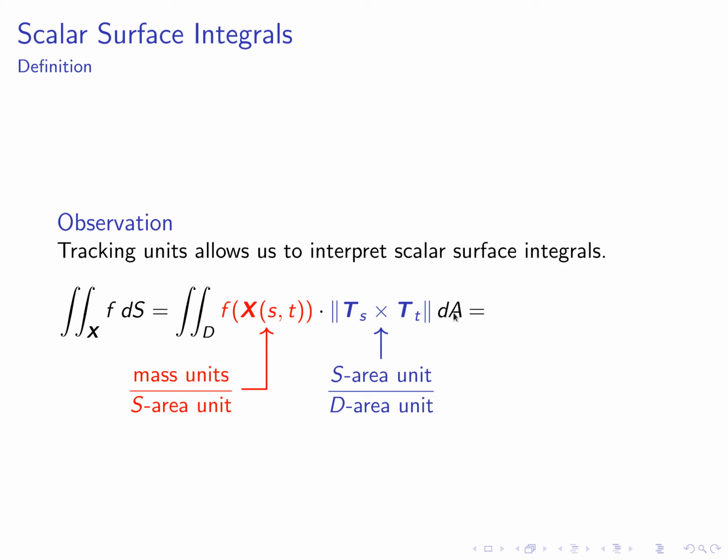And then dA in this context is meant to measure area throughout the domain, so that this would carry the area in D unit. And when we multiply these quantities together, the idea is that the area units all cancel out, and what we're left with is mass units. So our double integral actually does calculate the mass of the surface.